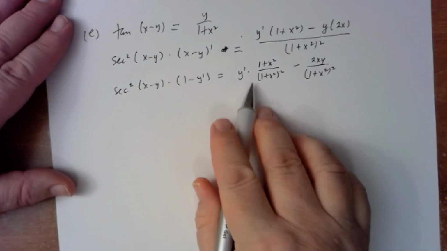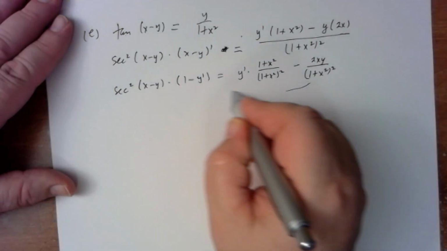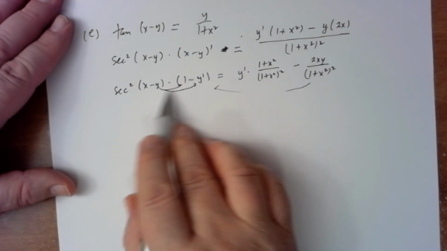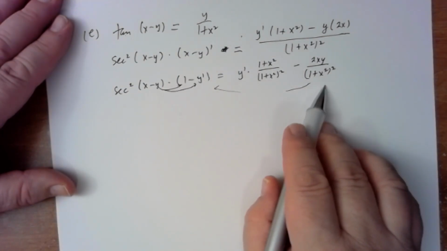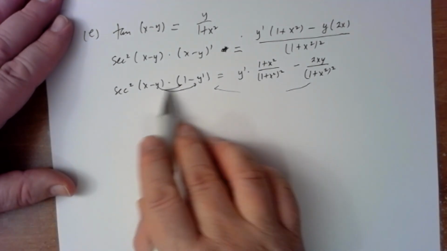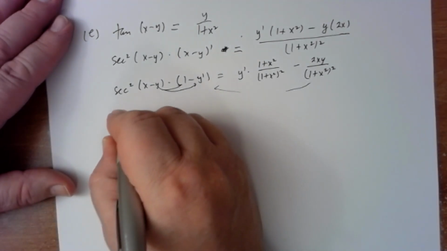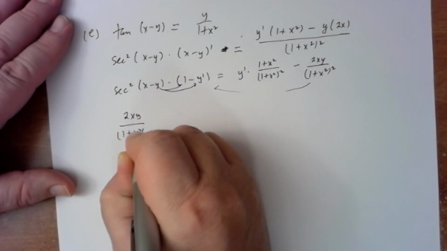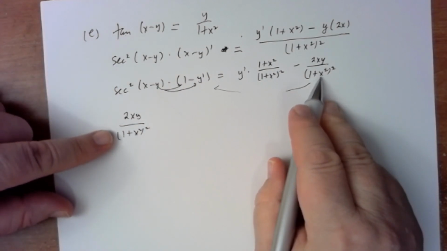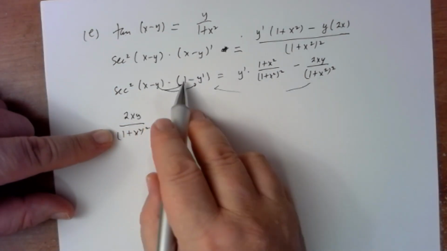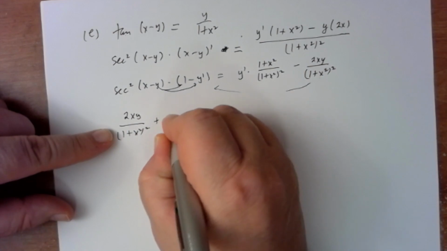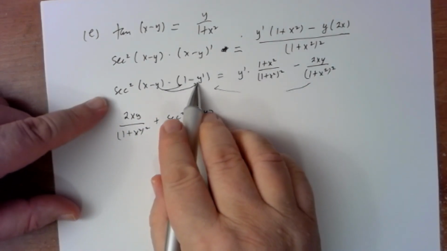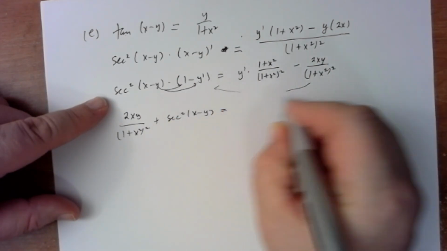Good. So I'm going to bring this over to the other side. I'm going to bring this through, and then the minus y prime term here I'm going to move over to this side. So what am I going to be left with? I'll have the 2xy over 1 plus x squared squared from here. And now I still have my secant squared over on this side times 1, right? And then the y prime one I'm going to move over to that side.